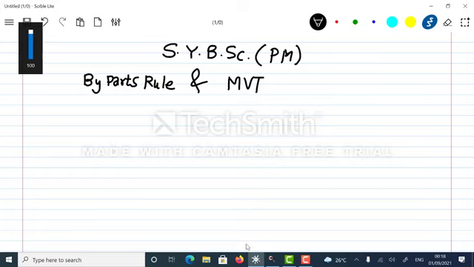Calculus paper 1. In this lecture, we will state and prove the integration by parts rule and the mean value theorem of integration. So let me state and prove the integration by parts rule. So the statement is as follows.